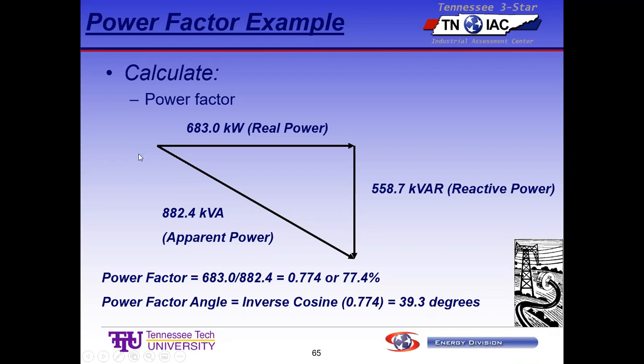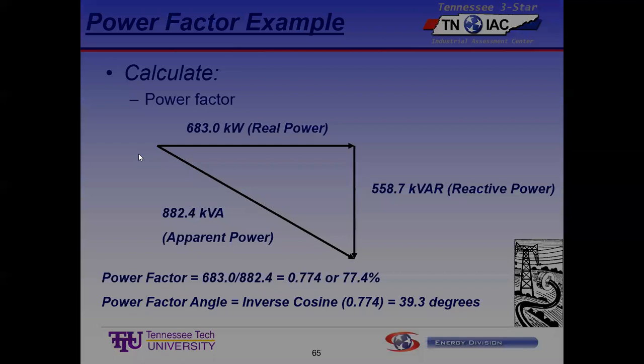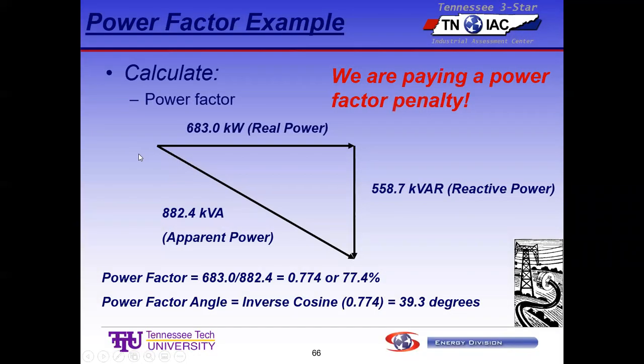If you want to know what that angle is, you can take the inverse cosine of 0.774, and it comes out 39.3 degrees. Not that it really matters much, but if you want to draw the triangle accurately, you could do that, which I did not care to do. Okay, so this slide just says we are paid a power factor penalty. Everything else is the same.